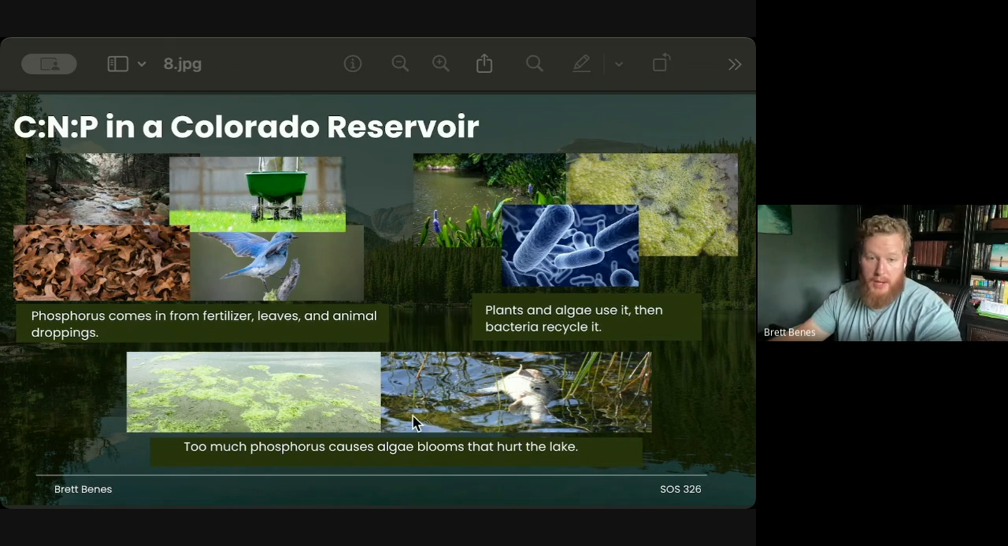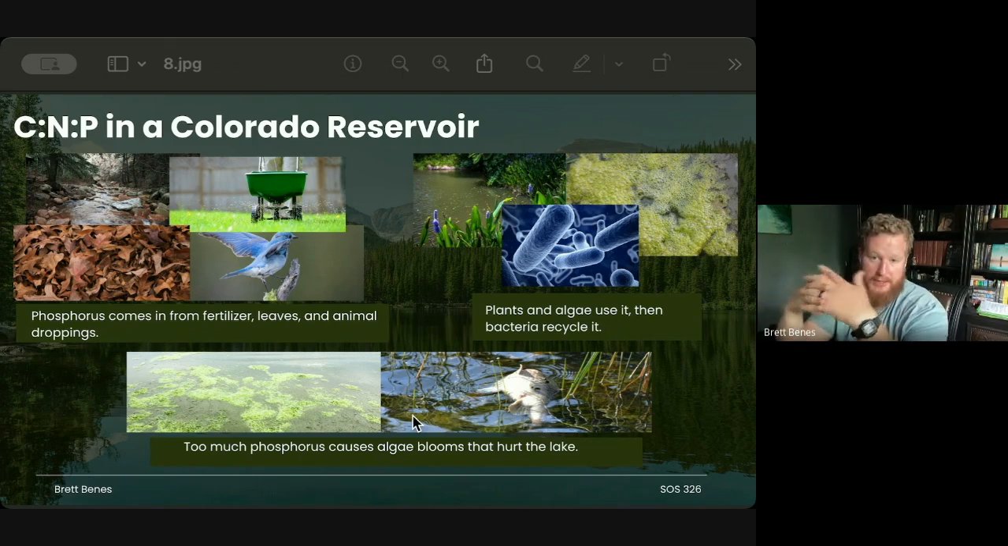Phosphorus is then used by algae and plants in the lake in order to grow. And this affects the lake in that when the algae dies, little organisms like bacteria break them down. This is called mineralization, which turns dead materials back into nutrients.